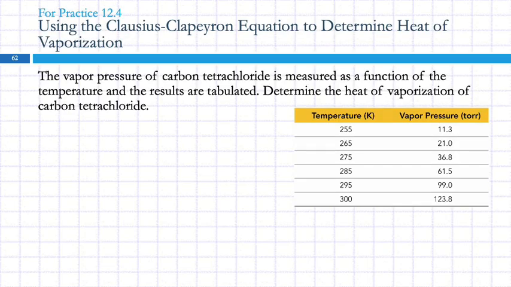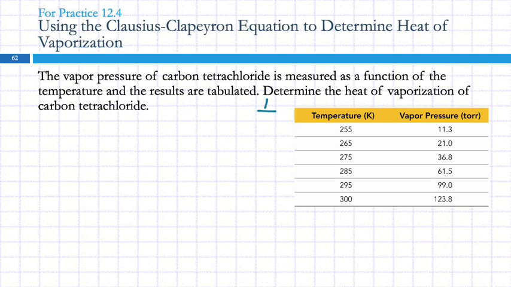So here is an example in the textbook. It says the vapor pressure of carbon tetrachloride is measured as a function of the temperature, and the results are tabulated. Determine the heat of vaporization of carbon tetrachloride. So the way we do this is we make a graph like that.